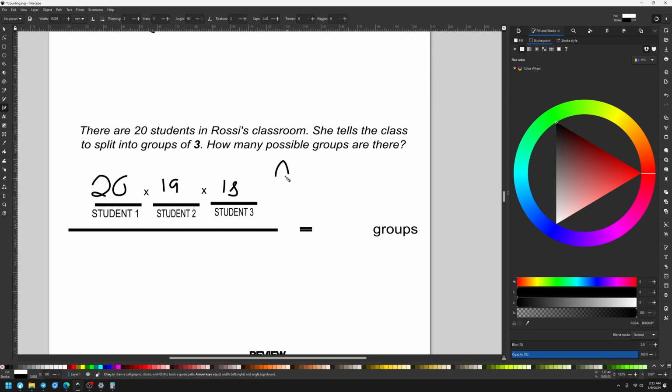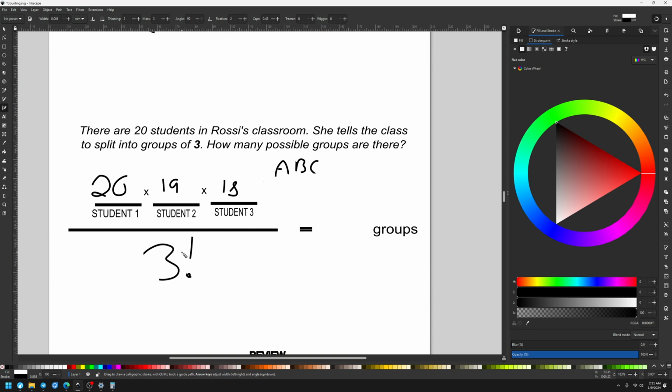So let's think of these as A, B, and C. How many ways are there to arrange A, B, and C? Well, there's three choices for the first one, two for the second, and one for the last. So there's 3 factorial ways to arrange these three students.